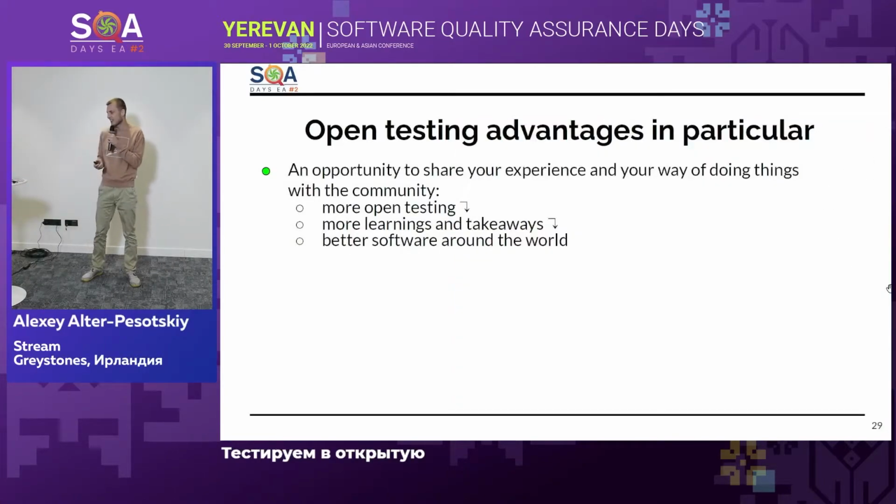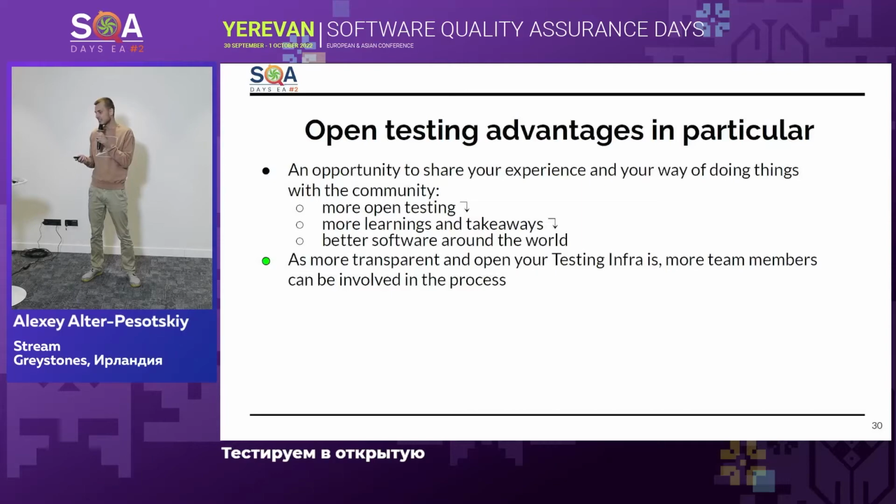Okay, next point is that the more transparent and open your testing info is, the more team members can be involved in the process. This is from my experience, and yeah, when you open things even for your team members, I mean, the testing documentation, code coverage, test reports, and so on, people are getting more involved into it, and not only developers, but even project managers could create some bug reports. And yeah, usually developers will start contributing to testing as well.